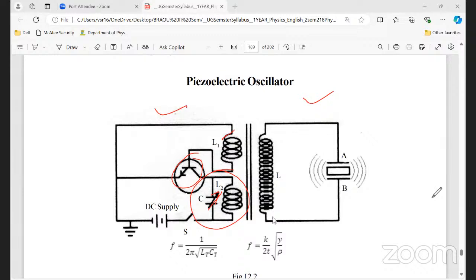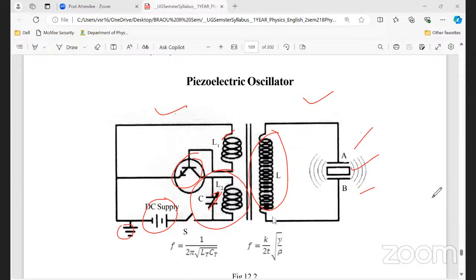S is a switch here. This is the DC supply and this is the ground. This is the primary section, whereas this is the secondary section, where another coil is there. And here we are keeping the quartz crystal between A and B.